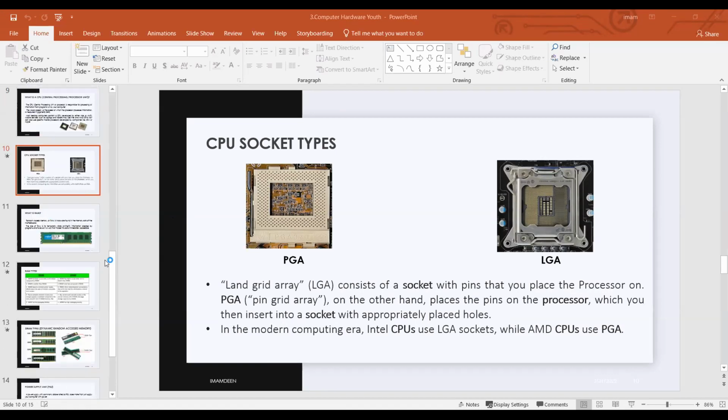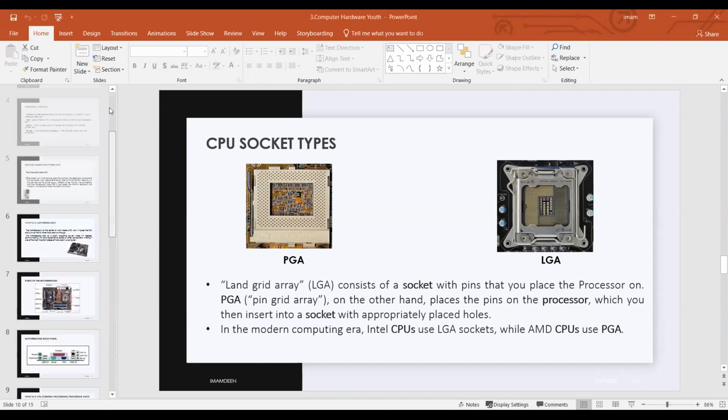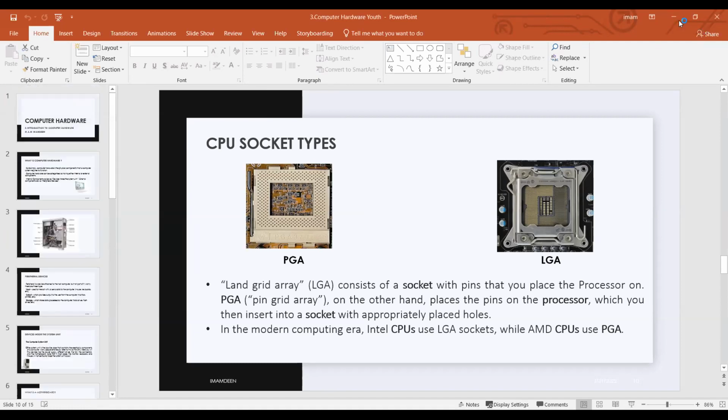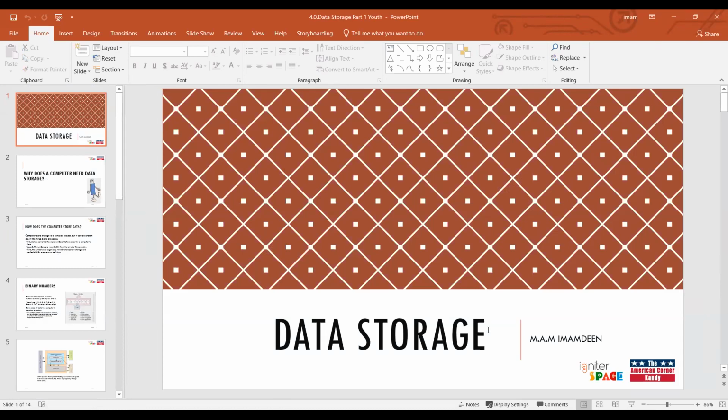So today's lesson is about the hardware components inside the computer. Okay, next we'll see the data storage. So now we studied the input and output hardware, what the computer CPU is, what RAM is. But now let's see data storage.